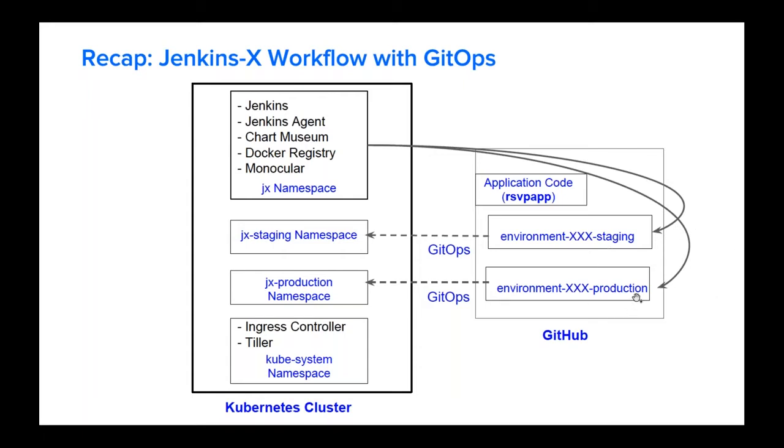So we go and modify our Git repo for the production environment, and that triggers the deployment of the application in the production namespace of the Kubernetes cluster. We already have a recording out for this particular webinar, and if you want to dig deeper, you can go and check that out.